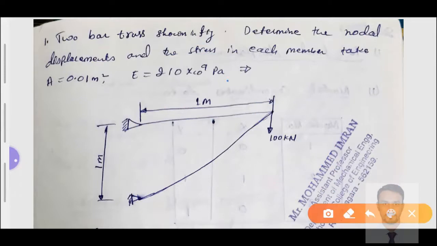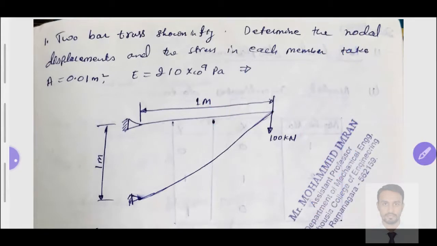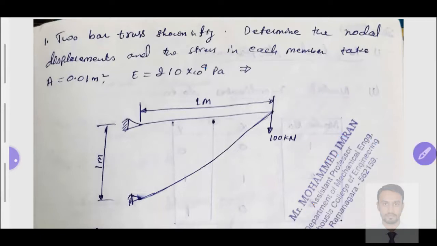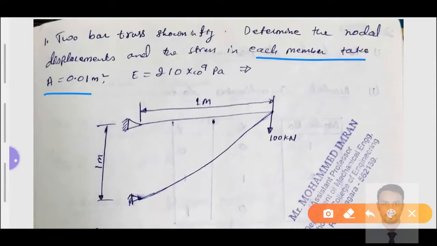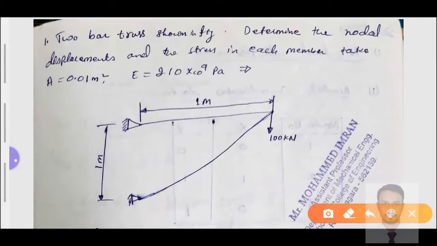So Q is equal to Q1, Q2, Q3, Q4, Q5, Q6. 6 displacements we need to find, and the stress in each element we need to find out. Element number 1 stress, element number 2 stress. The area of cross section is 0.01 meter square. For these elements, the area of cross section is common. A1 is equal to A2 is equal to 0.01 meter square, and Young's modulus E is equal to 210 into 10 to the power of 9 pascals.